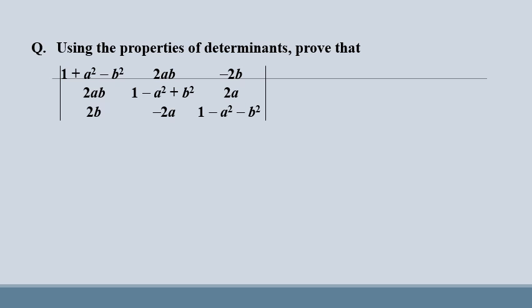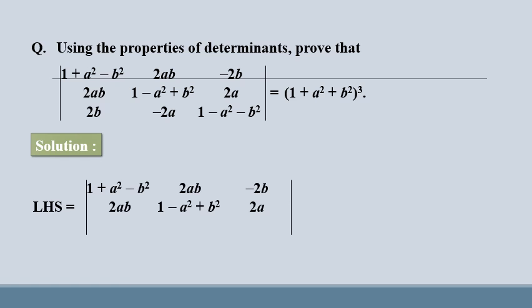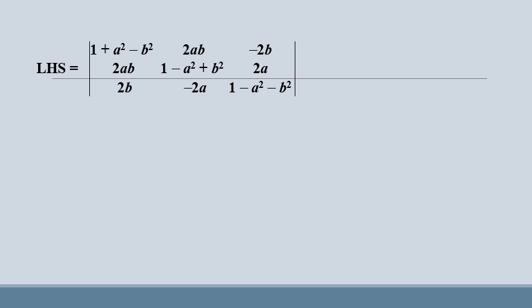Next question, using the properties of determinants, prove that the determinant with rows 1 plus a square minus b square, 2ab, minus 2b; 2ab, 1 minus a square plus b square, 2a; 2b, minus 2a, 1 minus a square minus b square is equal to 1 plus a square plus b square whole cube. So again consider the LHS. So we will apply the property C1 implies C1 minus b C3 and C2 implies C2 plus a C3.